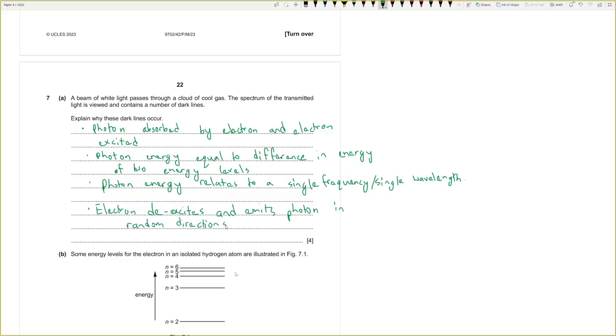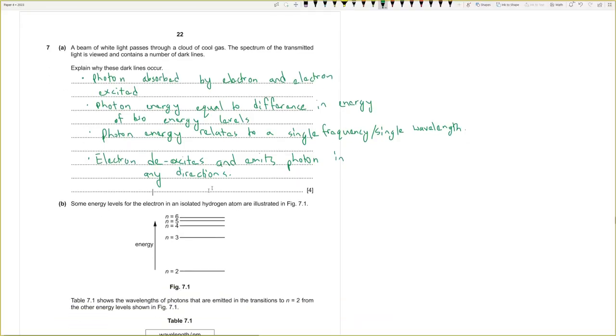This is it. They wrote "any" rather than "random". They wrote any directions. Okay, that's fine. So this is the latest mark scheme. We are going to learn this.